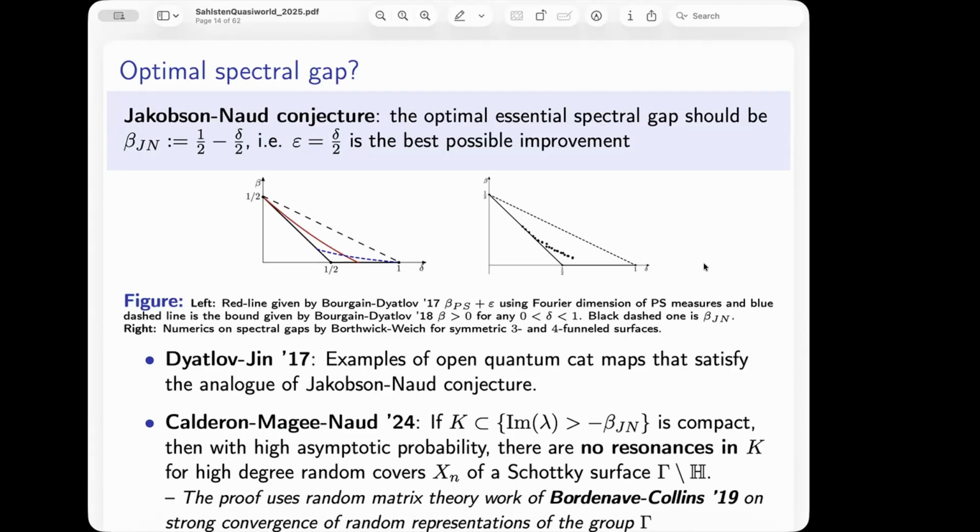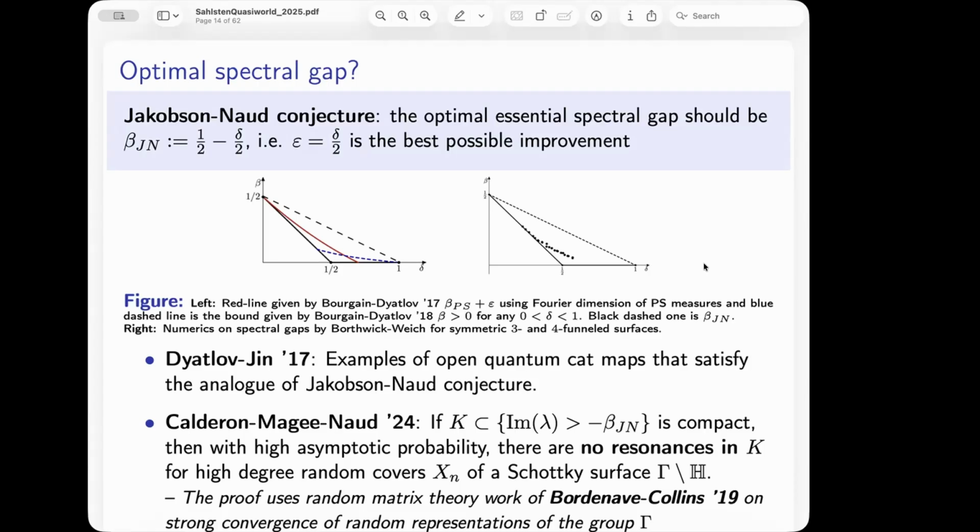So they study random Schottky covers. Take a Schottky surface, let's say a surface with these funnels, and then they take random high degree covers of this surface. They prove this Jacobson-like conjecture bound if you restrict to a bounded frequency region. So you pick a compact region, any compact region, and then the probability depends on this compact set. And then with high asymptotic probability, if the degree of the cover goes to infinity, you get this kind of gap that they have.